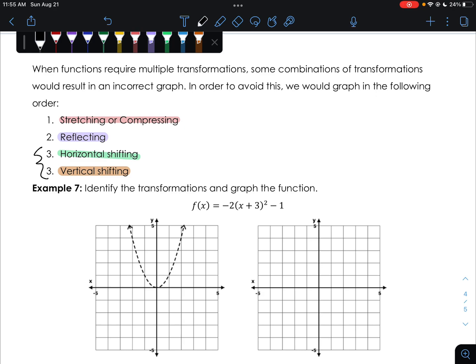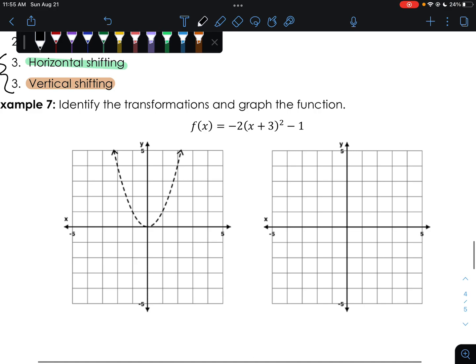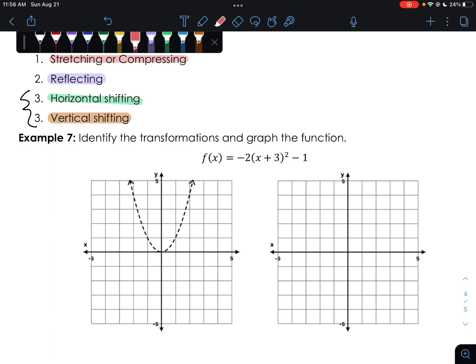Okay, so we have example number 7. Identify the transformations and graph the function. Well, first off, we want to identify if there's a stretch or compression. I notice that there is a 2 out in front. So that tells me since it's out in front, it's vertical. It's bigger than 1, so it's a vertical stretch.